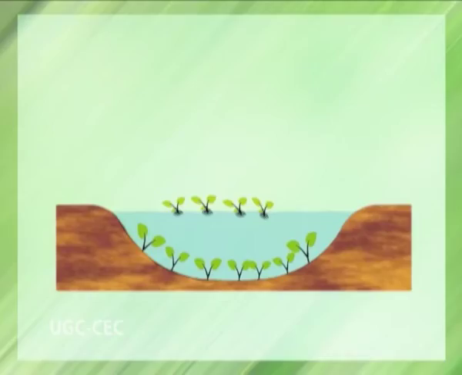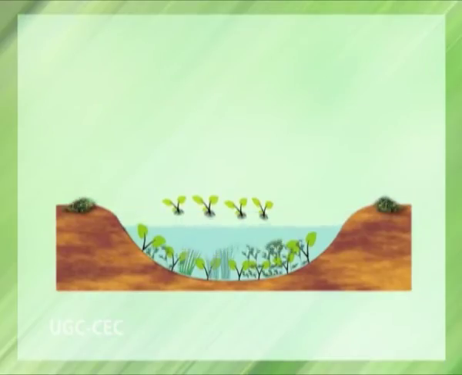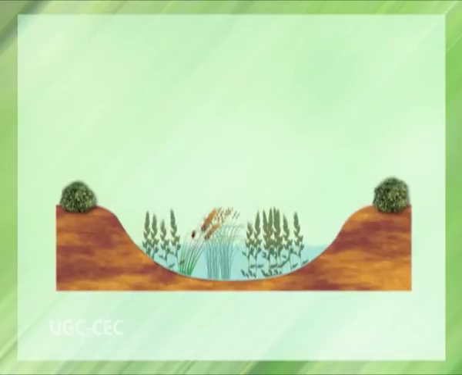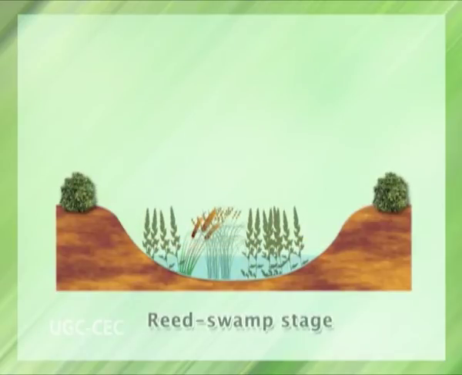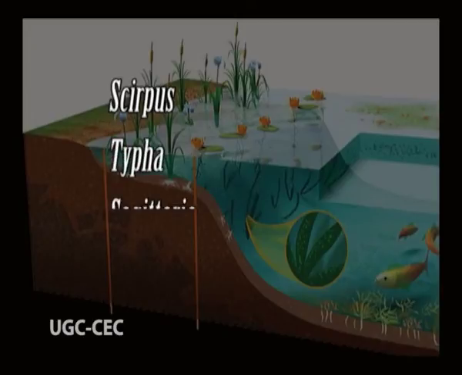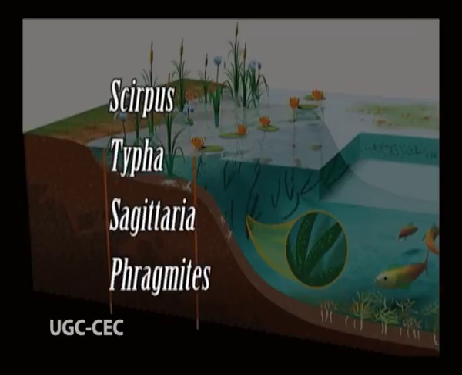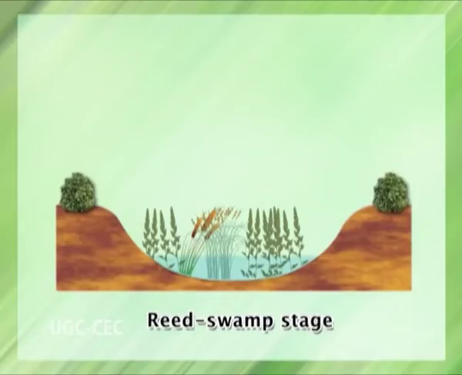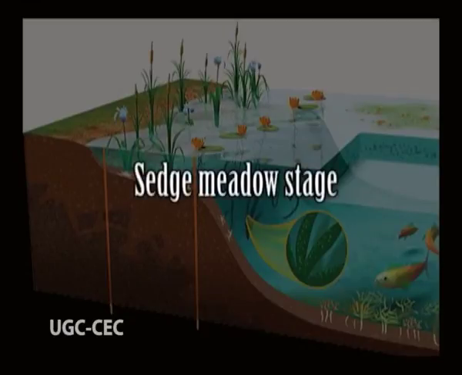This stage is also known as the amphibious stage, as the plants of this community are rooted but most parts of their shoots remain exposed to air. Species of Cyperus, Typha, Sagittaria and Phragmites etc. are chief plants of this stage. The water level is very much reduced and becomes unsuitable for growth of these amphibious species. The reed swamp stage is then followed by the sedge meadow stage.